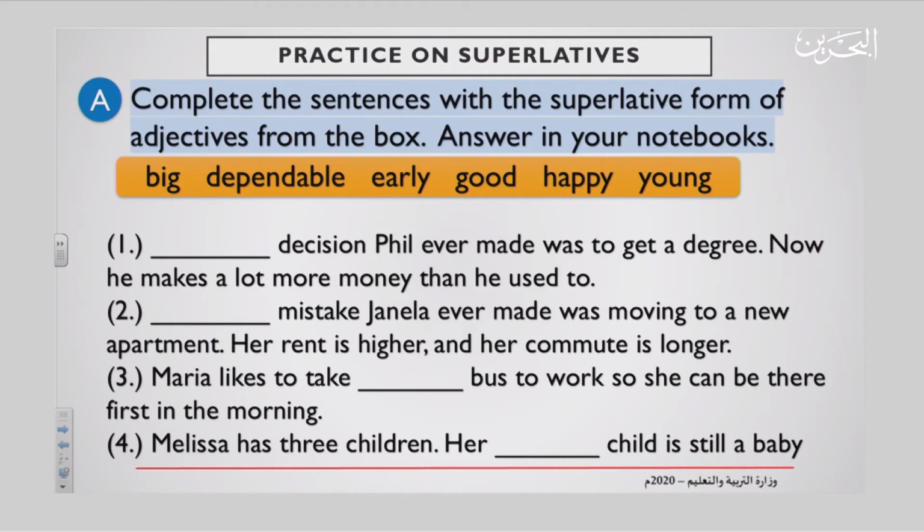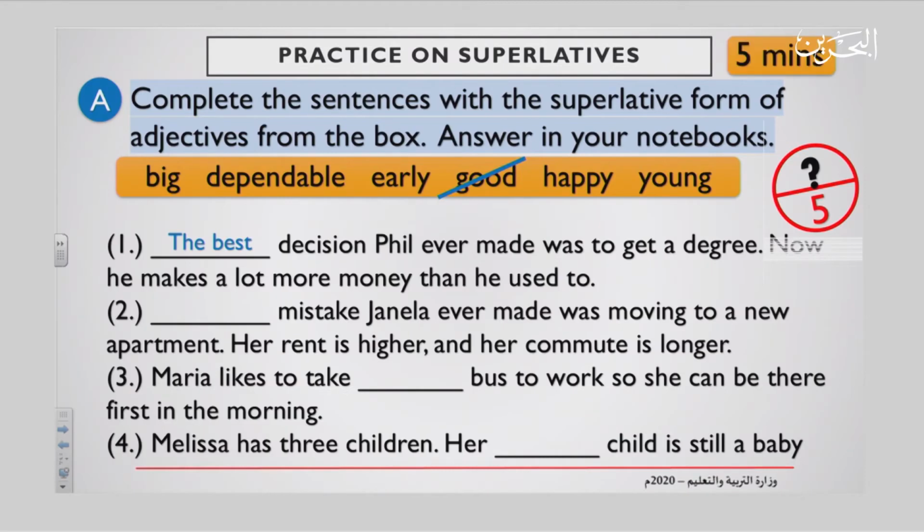So, what is the answer? You have a mark of 5 to worry about. The answer is the best. So, the best decision Phil ever made was to get a degree. Now, he makes a lot of money than he used to. Go back to the box and cross out good, because good, the best is a superlative form of good. Now you have 5 minutes to answer this question.